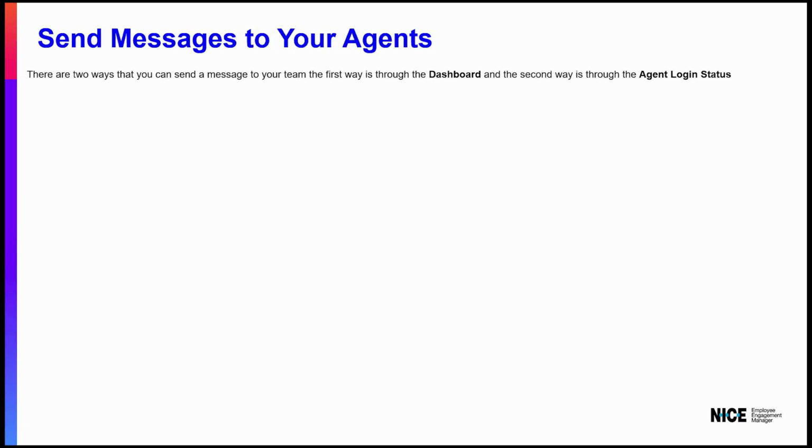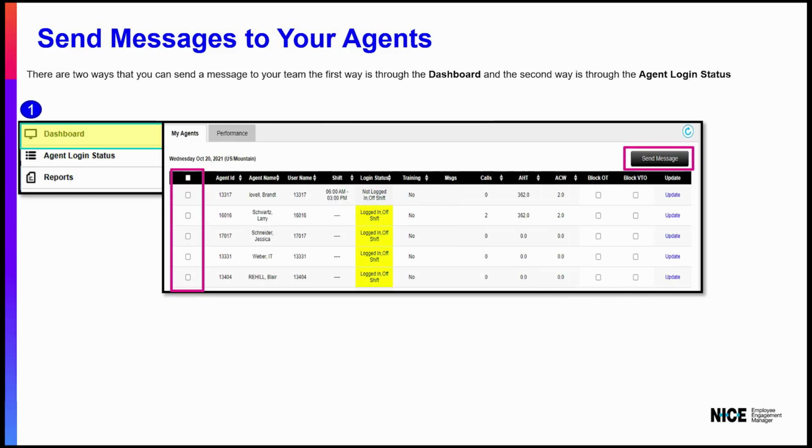Now let's review sending a message to your agents. You can send a message to either one agent on your team or your entire team. We will discuss both of these options further in this webinar. The first way to send a message to your team is through the My Agents dashboard. In order to access this dashboard, you will select Dashboard in the left-hand menu selector, and on the My Agents dashboard, you will then see to the far left-hand side of the screen all of your agents listed, a checkbox next to each of their names.